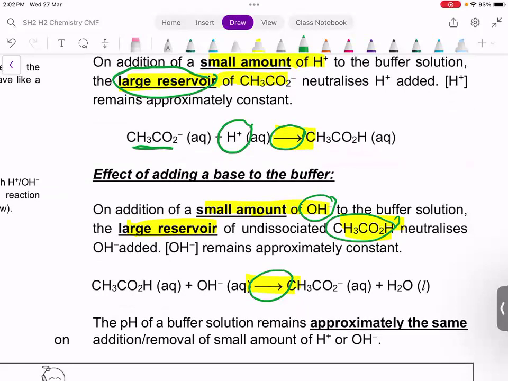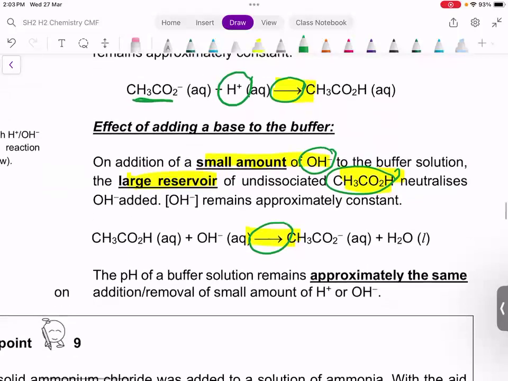So these are the two equations required from you to answer this. And please take note, the pH of the solution will remain approximately the same. It will not be exactly the same. It will be about the same. That is a keyword. It doesn't mean that it stays constant. It resists pH change, so there's a slight change.